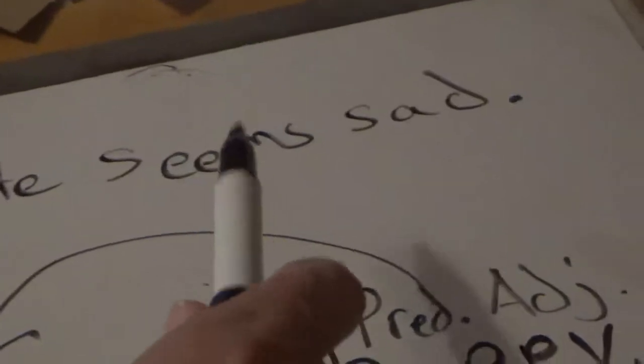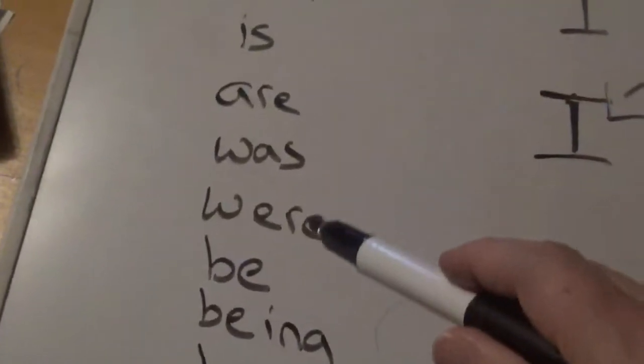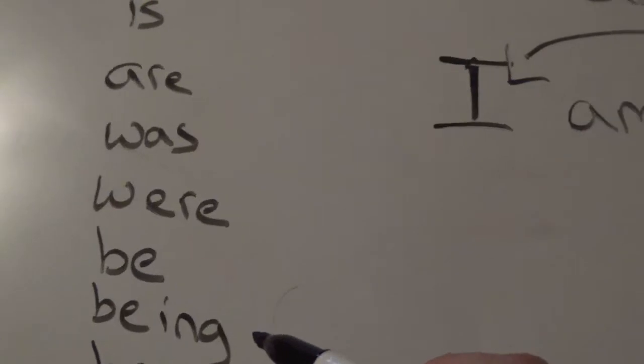He seems sad. If you look at that, you might think, oh, well, seems is an action verb. No, seems is actually a linking verb there, and there's one really easy way to tell. That is, if you can replace it with one of these forms of be, and it doesn't really change the meaning of the sentence, then it's probably a linking verb.